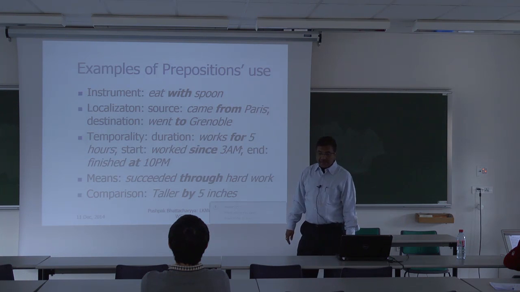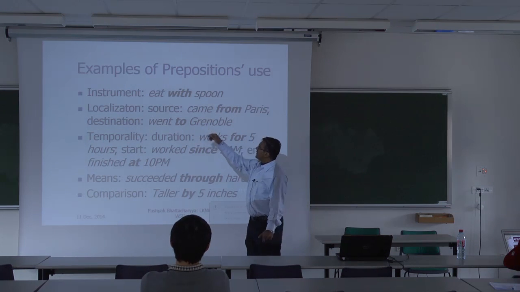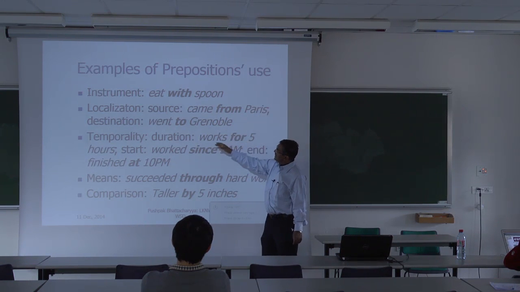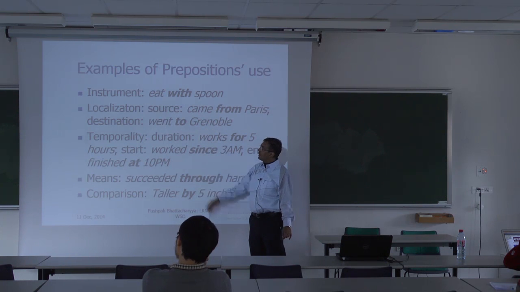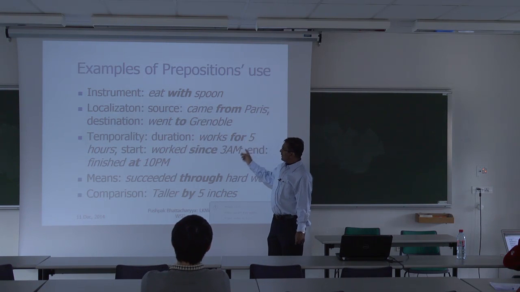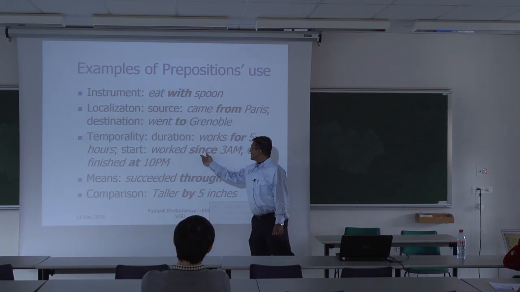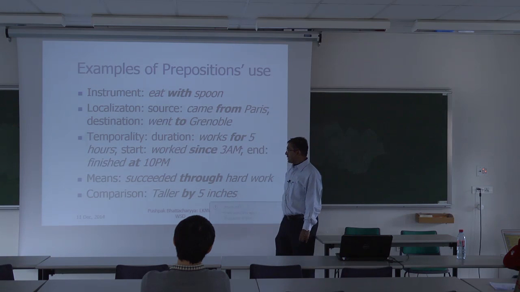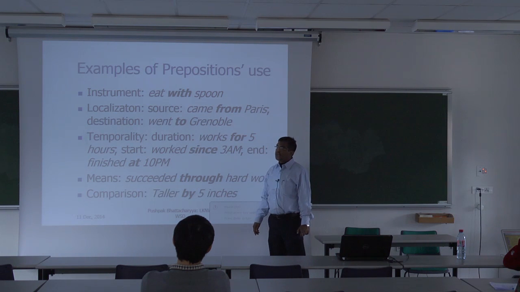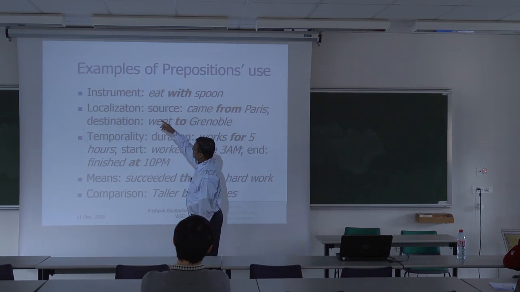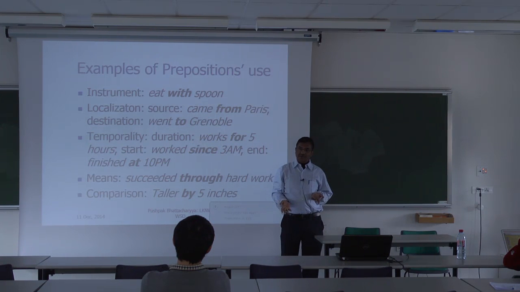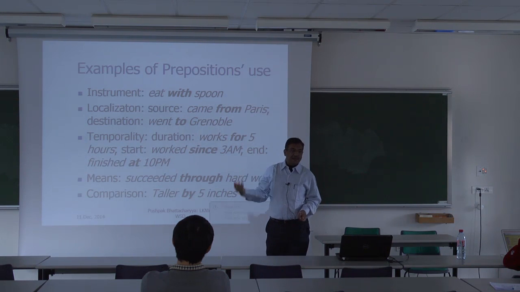There are examples of preposition use. Instrument, for example, eat with a spoon. Localization, source: came from Paris; destination: went to Grenoble. Temporality, duration: works for 5 hours. Start: worked since 3 am and finished at 10 pm. Means: succeeded through hard work. Comparison: taller by 5 inches. Any of these ideas, instrument, localization, temporality, means, comparison, need prepositions. You need prepositions in English, and you need postpositions, suffixes, etc. in other languages.